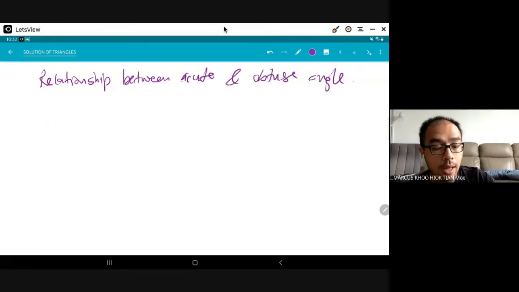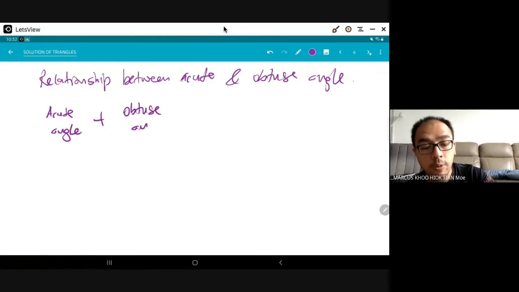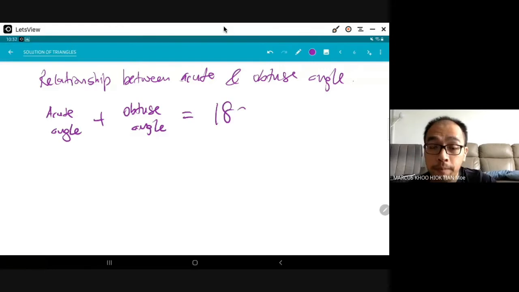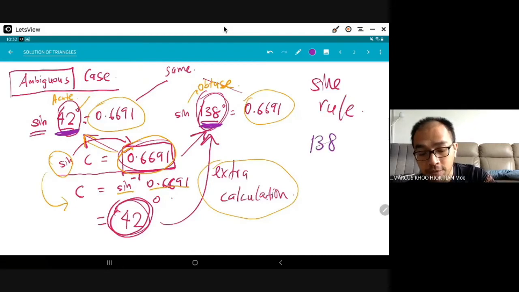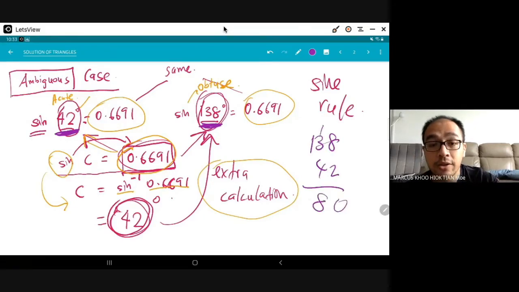An acute angle plus an obtuse angle must always give you the value of 180 degrees. Must. That's why just now in the first example I gave you, one is 42, the other one is 138, because 138 plus 42 is 180 degrees. That is a very, very important relationship, which you will learn some more in Form 5, if you still plan to take it.